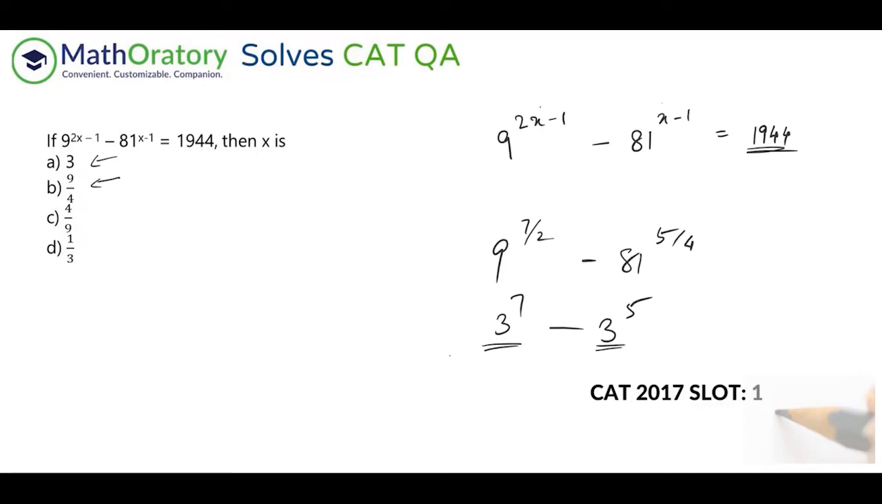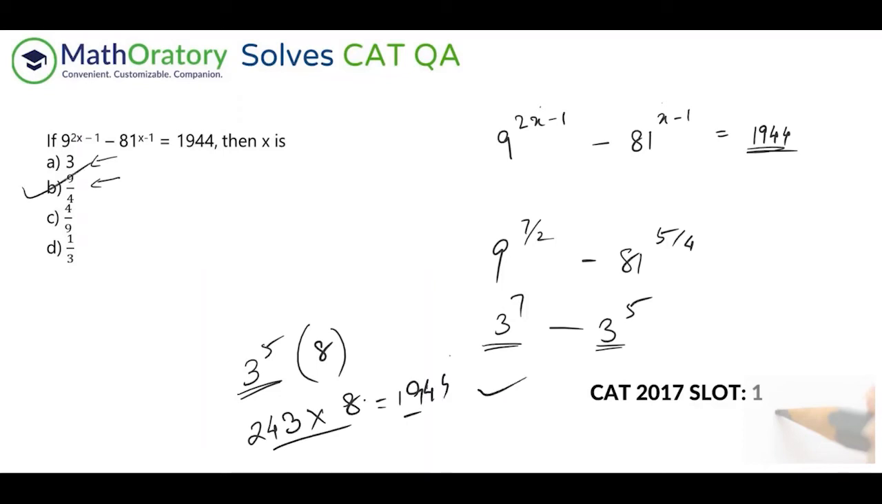So 3 to the power 7 minus 3 to the power 5. So you don't have to actually figure these out. What you need to do is just take a 3 to the power 5 common. And then you have 3 square minus 1, which is 8, right? So 3 to the power 5 is 243. This you can evaluate quickly. 3 to the power 4, you should know, that is 81 into 3. If you're not aware of this power, into 8, just evaluate, you'll get 1944. So this checks out, right? So option B is the answer.